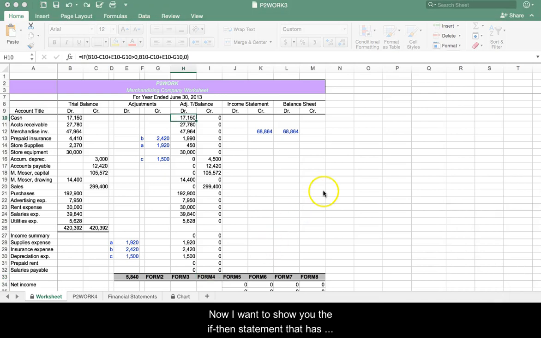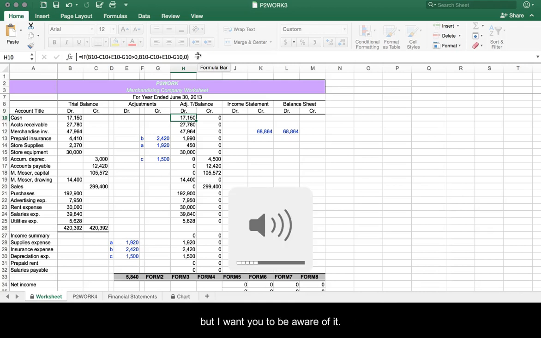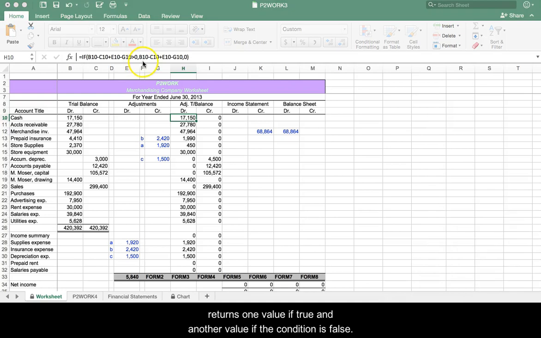Now I want to show you the if-then statement that has been preset in this file. You don't have to use this function yet, but I want you to be aware of it. We will learn more about it in another assignment. Go to cell H10. The if-then statement is a function which checks whether a condition is met, returns one value if true, and another value if the condition is false.